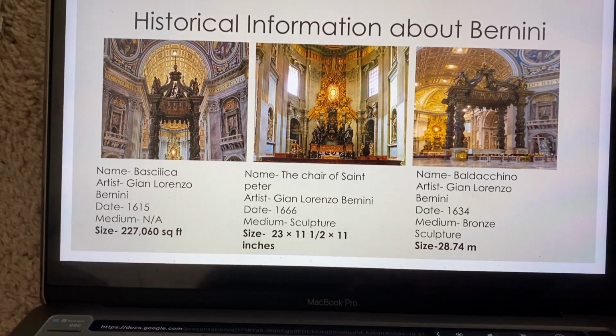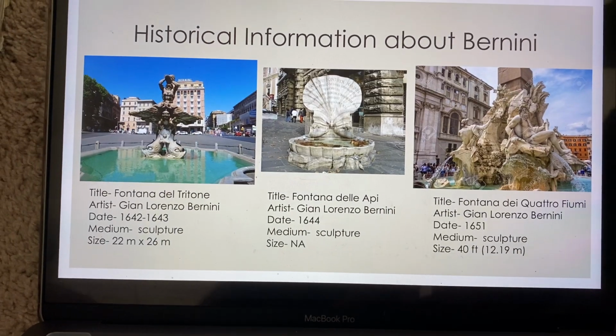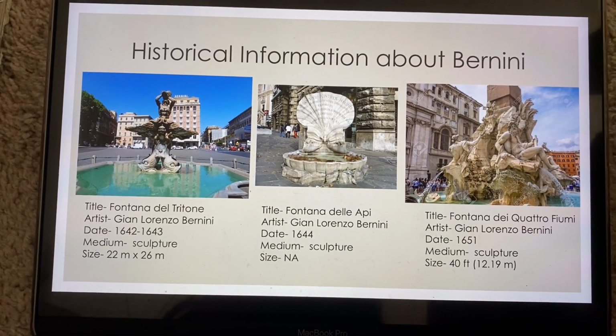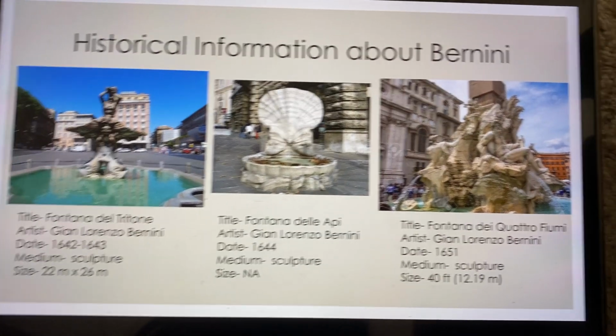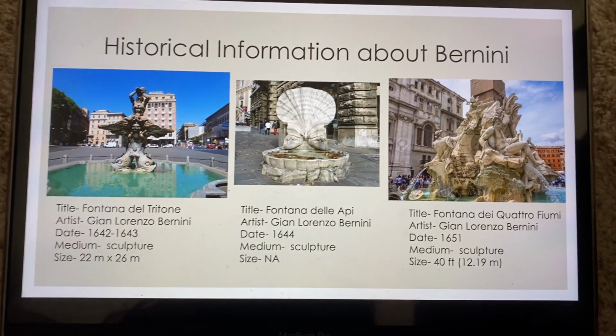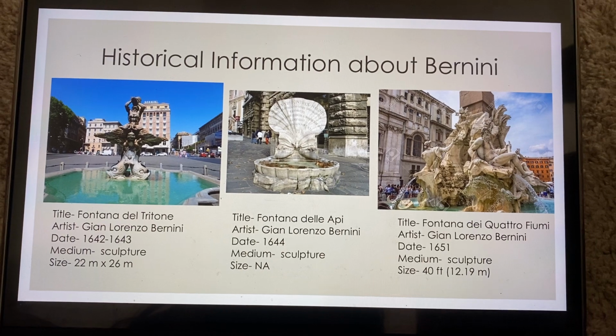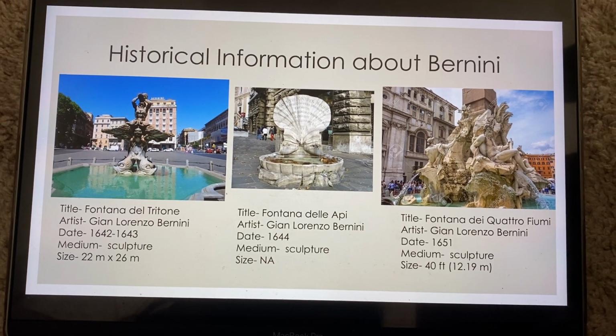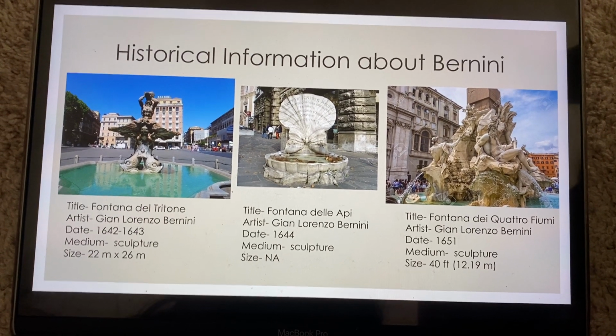His most famous fountains are Triton Fountain, Fountain of the Bees, and the Fountain of the Four Rivers. The Fountain of the Four Rivers represents the four main rivers of the continents where Christianity had spread back then.